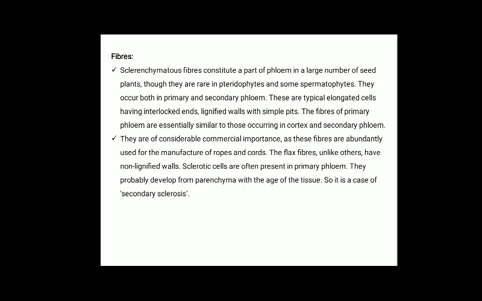The fibers of primary phloem are essentially similar to those occurring in cortex and secondary phloem. They are of considerable commercial importance as these fibers are abundantly used for manufacture of ropes and cords. The flax fibers, unlike others, have non-lignified wall. Sclerotic cells are often present in primary phloem. They probably develop from parenchyma with advancing age of tissues.